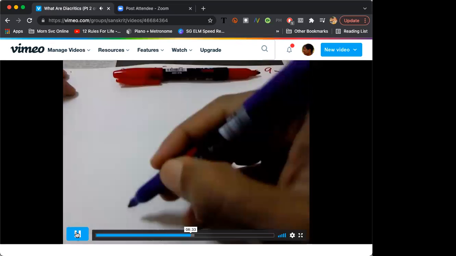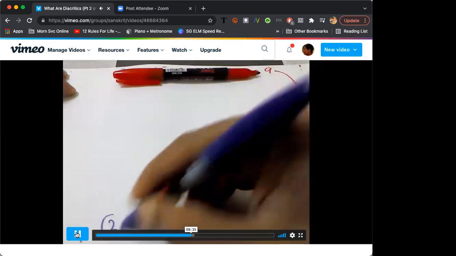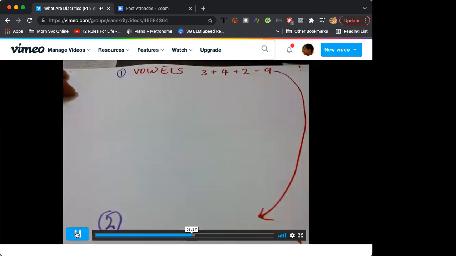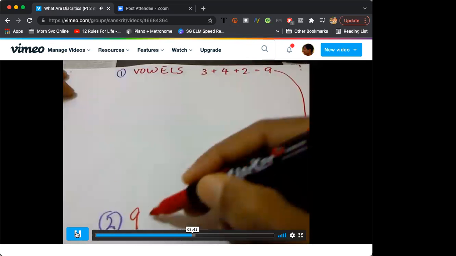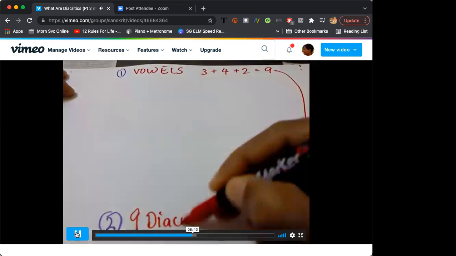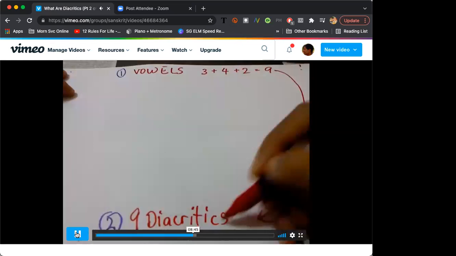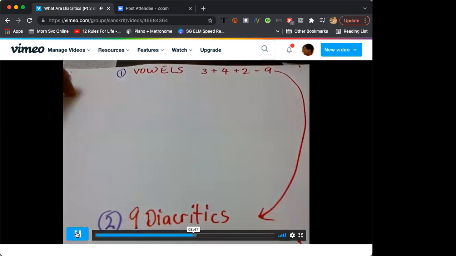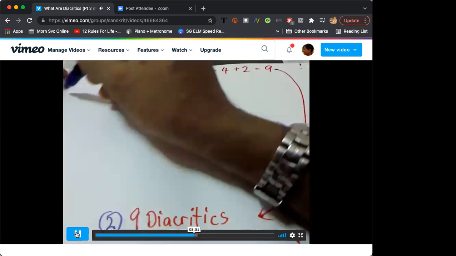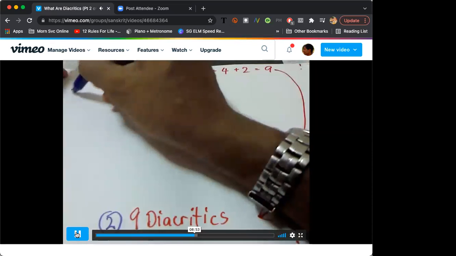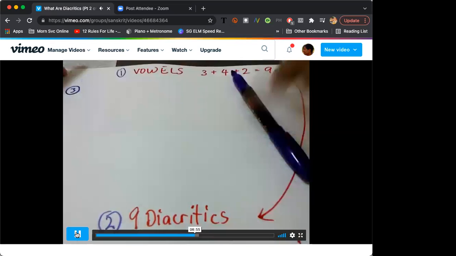Step 2. What do we write at the bottom? There are 9 diacritics. If you can do this exercise by memory the second time, that's good. Then from here we go up, 3rd step. What is the 3rd step?